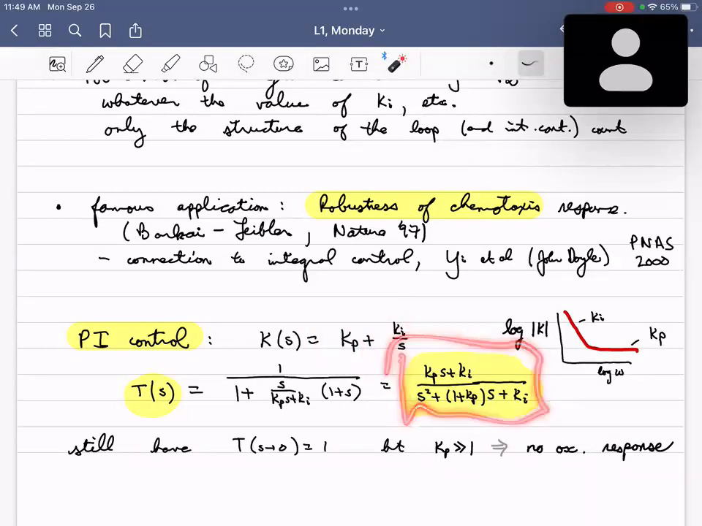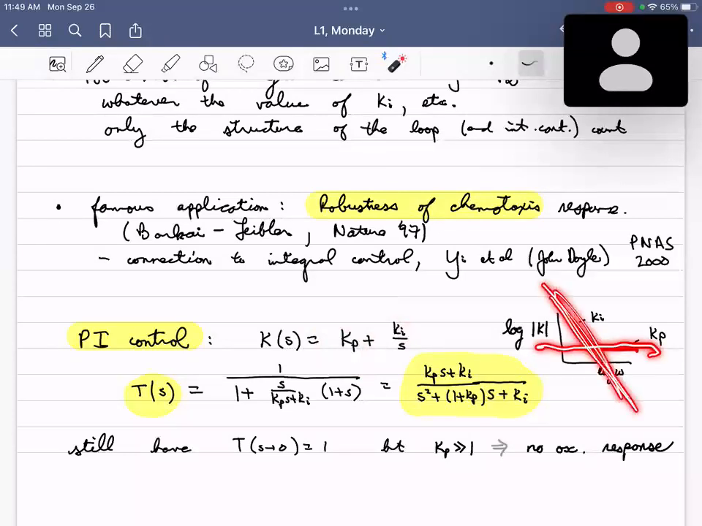If you compute its closed loop transfer function, the Bode plot of the controller now looks like this. Proportional control would be just like this. Integral control is 1 over s like that. And this has both. Now you have two parameters to play with. And you can still have T equal to 1 for long times. But now we can take Kp, and it appears here in the damping term, and get rid of this oscillatory response. So this problem that I said, that you turn a first order system into a second order system, which will oscillate in its response, that can go away.